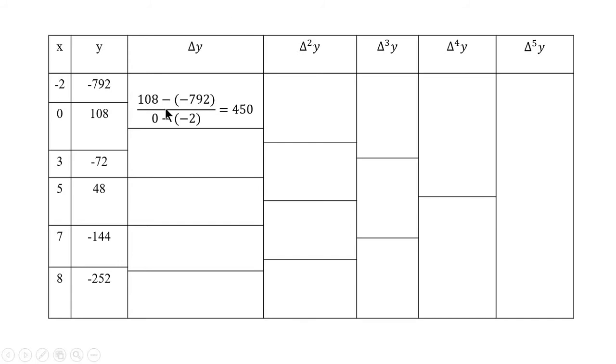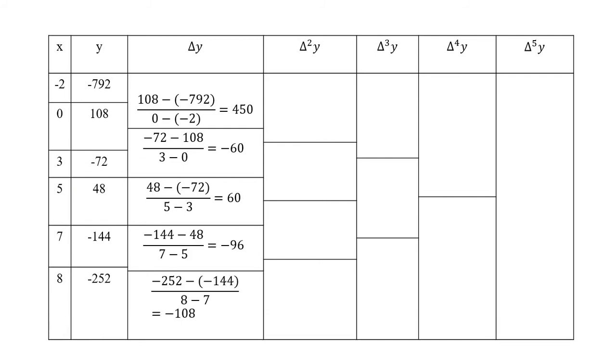Therefore, we can construct a Newton divided difference table. So, here first divided difference I have calculated. This is done by subtracting 108 minus of 792 divided by 0 minus of minus 2, which is 450. The next value is minus 72 minus 108 divided by 3 minus 0. The next value is minus 144, 48 minus 72 divided by 5 minus 3. Similarly, you can construct the remaining values.